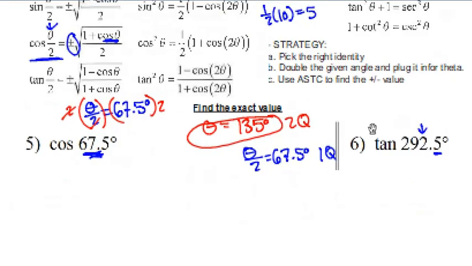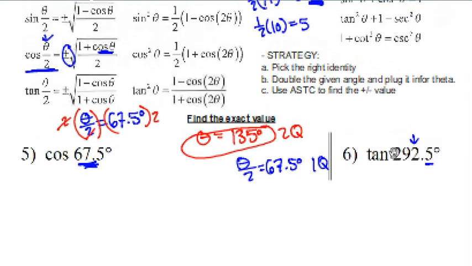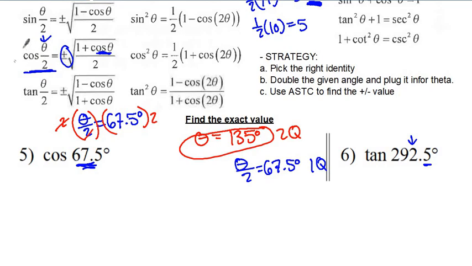So our strategy is very similar to the last. We pick the right identity, and obviously that's not hard to decide here. We have a cosine, so it's going to be this middle one. Double the given angle, we did that, and plug it in for theta.